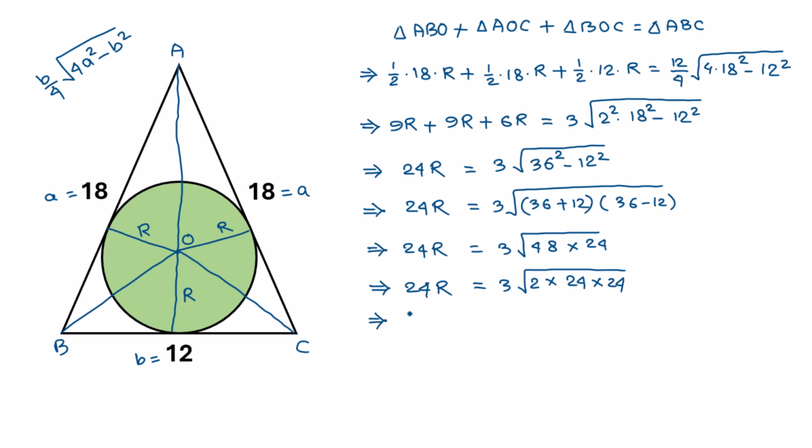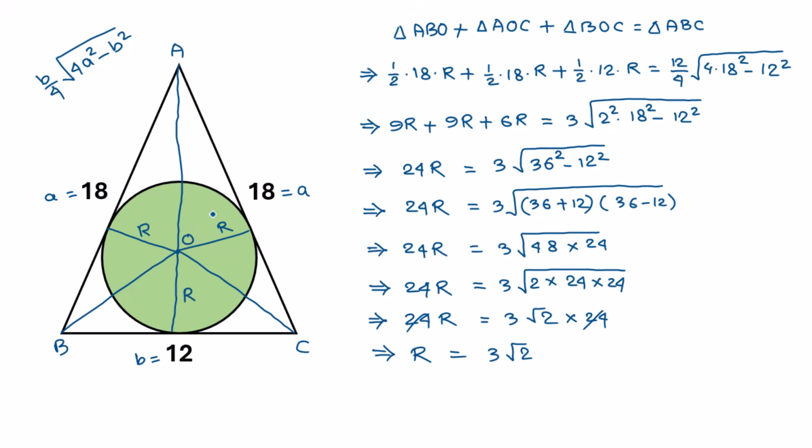So 24 times r is equal to 3 times the square root of 2 times 24 times 24, which is 24 square, and the square root cancels the square, leaving 24. Now divide both sides by 24, which cancels out from both sides, and we get the value of r is equal to 3 times the square root of 2, and this is the radius of this circle.